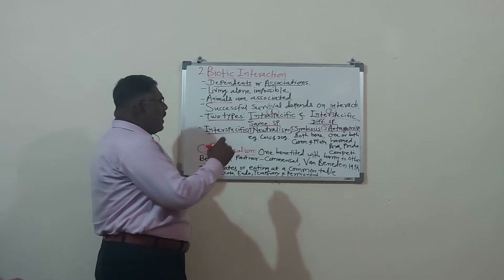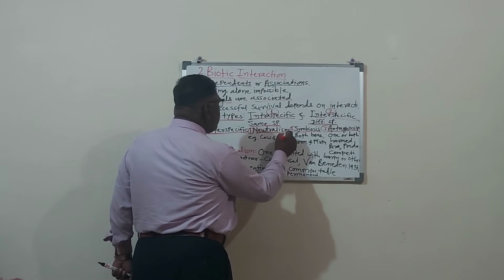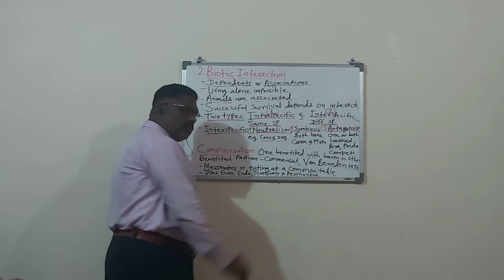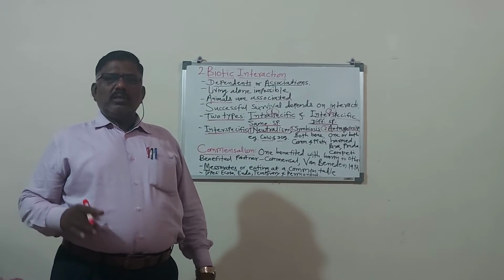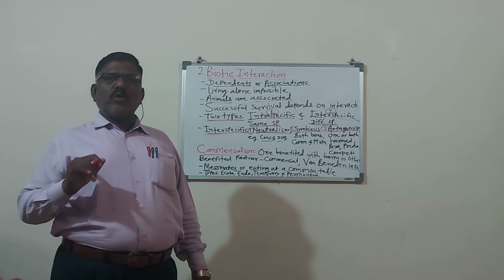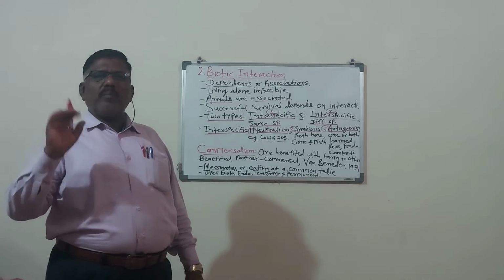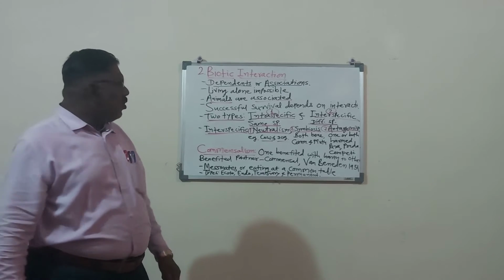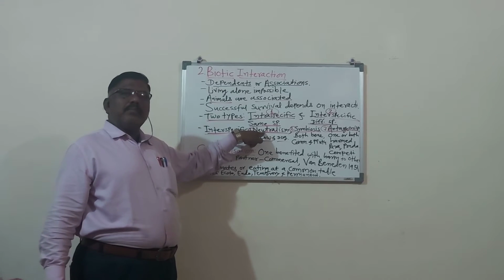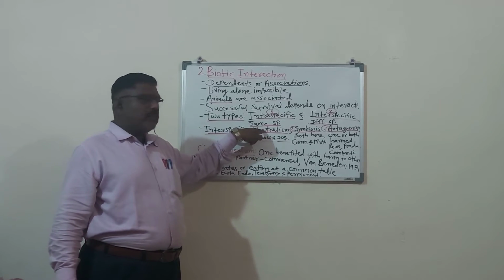Now, the best or common example of neutralism is the cow and dog. A cow and dog living in a house. There is no problem for the cow and there is no problem for the dog. They are living in the same compound. So that is called neutralism. That is the best example of neutralism.